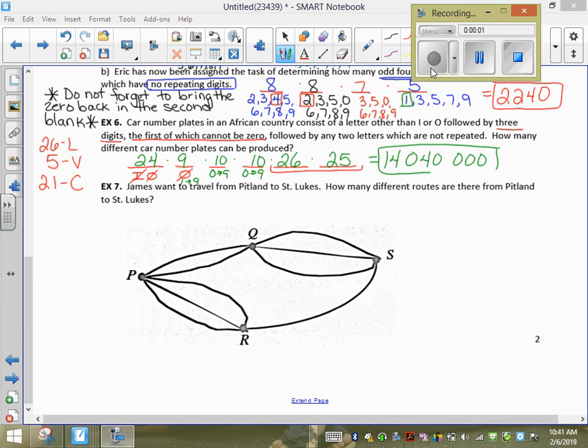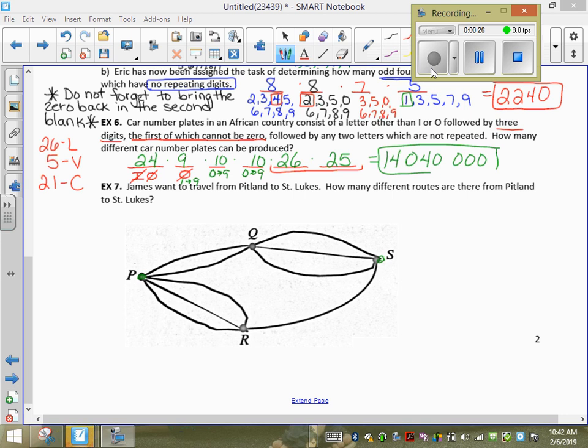7 is written where James wants to travel to Pitland to St. Luke's, so from here to here. But he could pass through Q or R on the way, correct? Is he going to pass through Q and R? That makes no sense. That means he's going to hit here, but then he's like, nah, I'm going to go back and try again so that I go through R. No one's going to do that, correct?